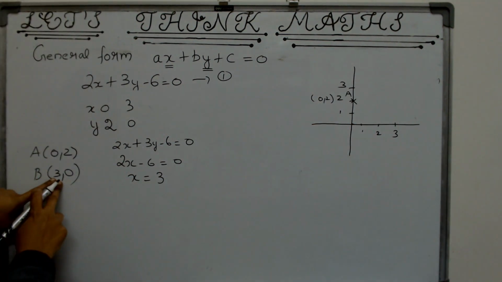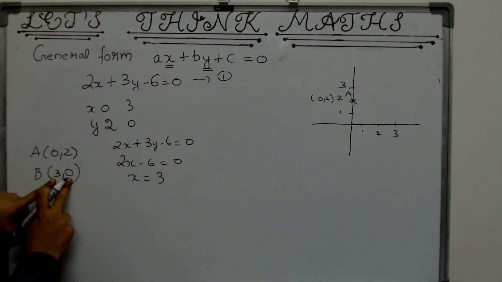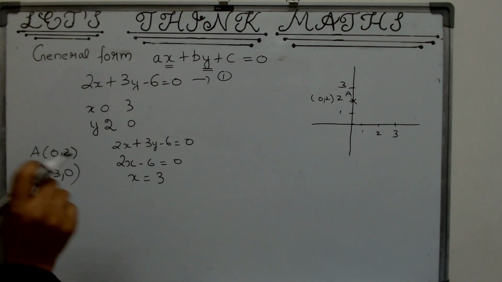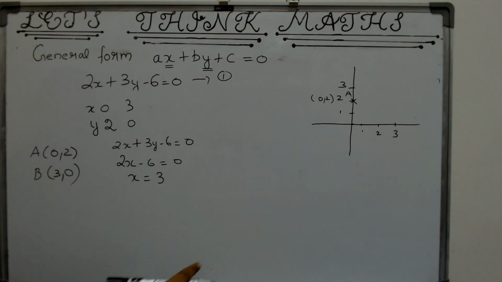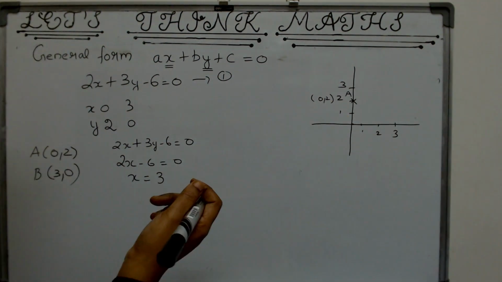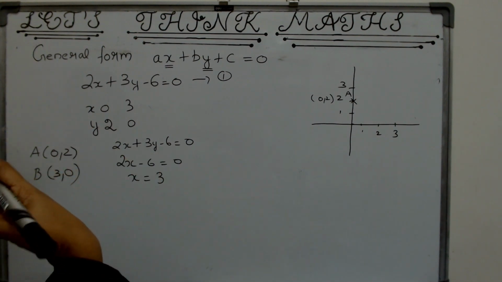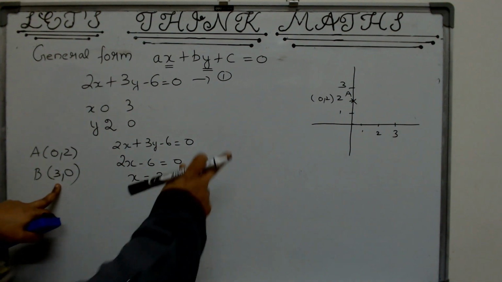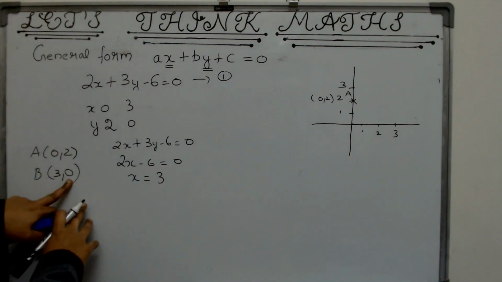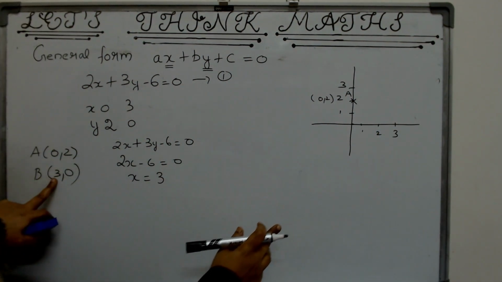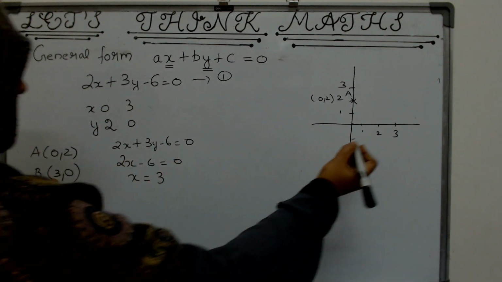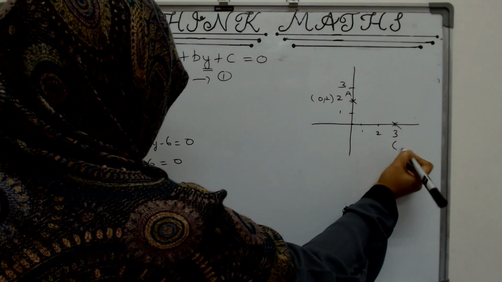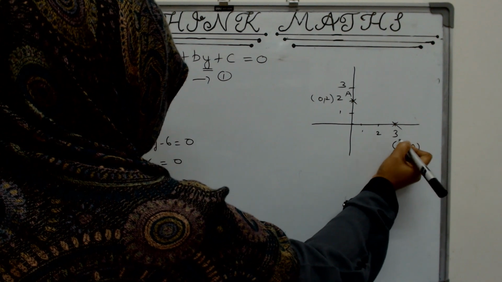What is your second point? Here the y coordinate is 0. Where is the only place where the y coordinate is 0? It is the x axis. We have explained it in detail in another video. I will share the link in the description box. So in the x axis, y will always be 0. So x coordinate is 3. So here you have the next point, 3, 0, which is B.